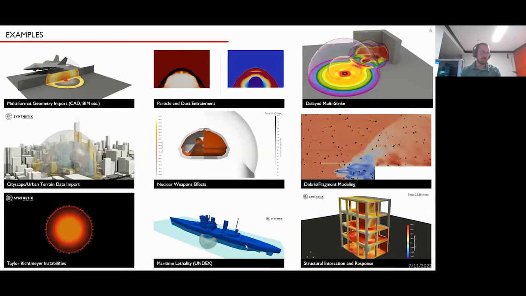So then just some quick examples of where BlastFOAM is used. So looking at loads on different structures. Top left, you can see an aircraft, particle and dust entrainment. We have some multi-point detonation. The cityscape and urban terrain is one of our big ones, where we're basically looking at loads and damages on buildings that are generated from these blasts. We've done a little bit with nuclear weapon effects, debris, fragmentation, Taylor-Rayleigh instability, which is more of a DNS type, not exactly, but more along those lines. And then UNDEX, and then structural responses.